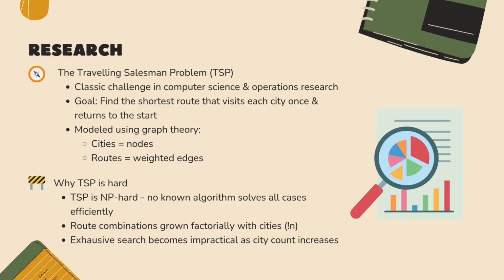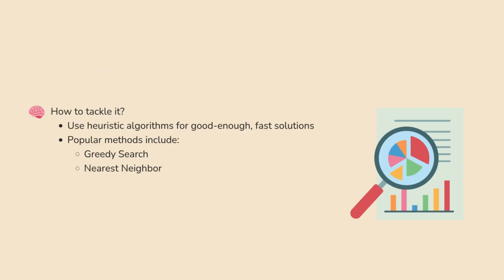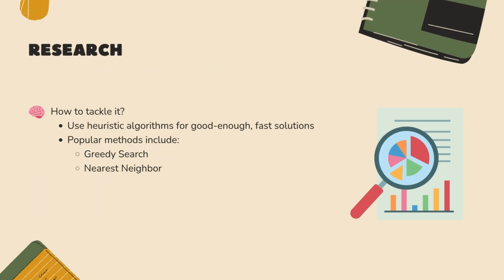Why is the traveling salesman problem hard? It is NP-hard, which means no known algorithm solves all cases efficiently. The route combinations grow factorially with cities. Exhaustive search becomes impractical as city count increases. How to tackle it? Use heuristic algorithms for good enough and fast solutions. The popular methods include greedy search and nearest neighbor.